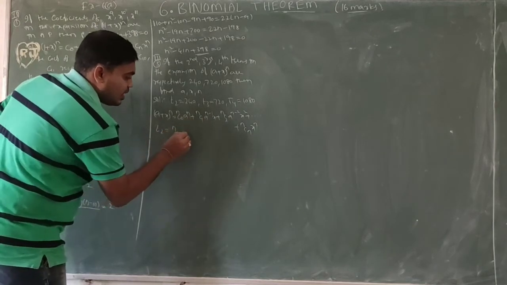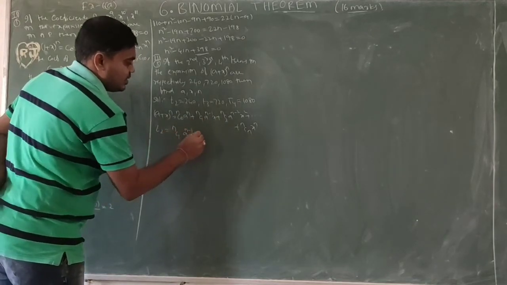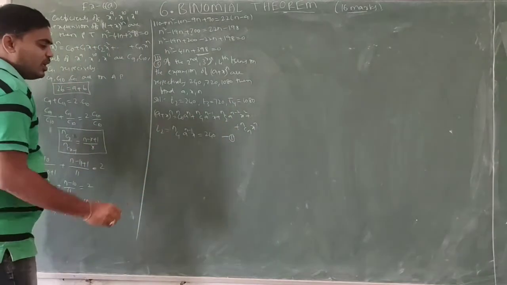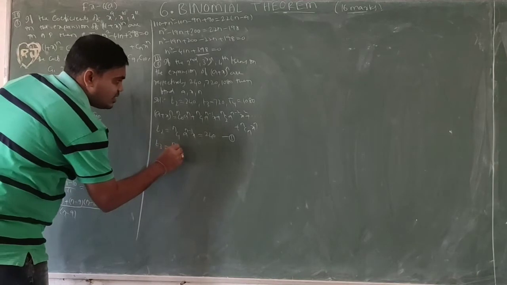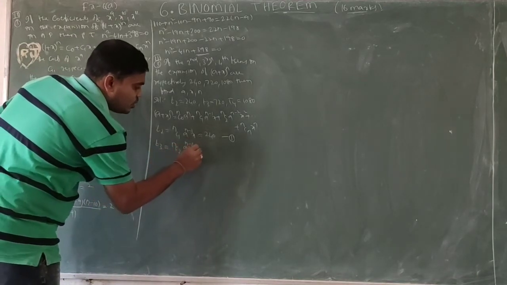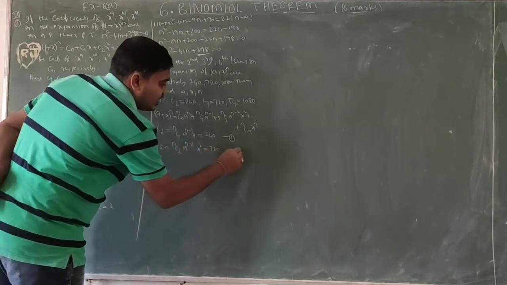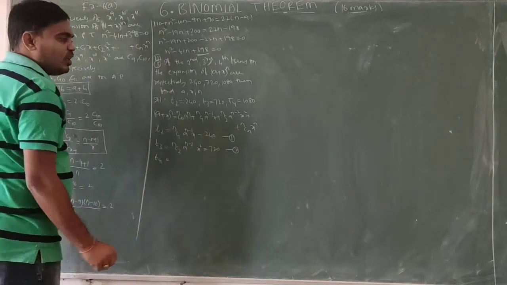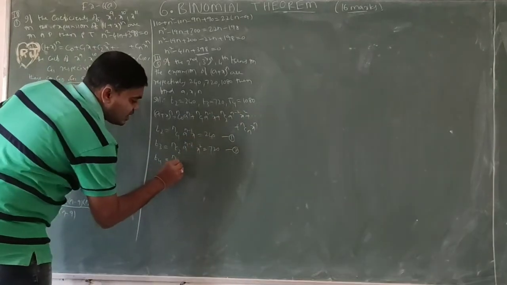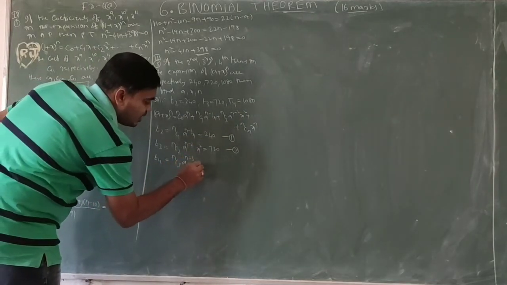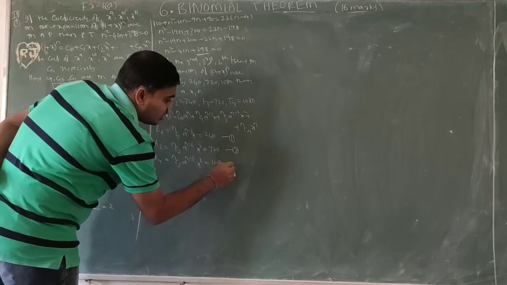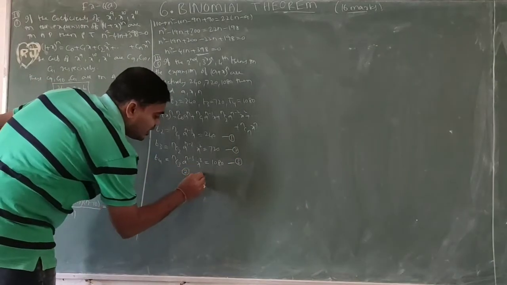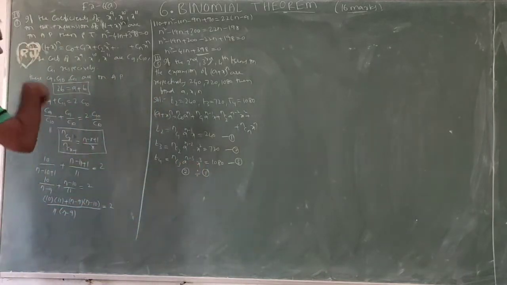So T2 equals NC1 a power n minus 1 x, which is equal to 240. Equation number 1. T3 is NC2 a power n minus 2 into x square, equal to 720. Equation 2. T4, second, third, fourth, so T4 is actually the next term, NC3 a power n minus 3 x cube, equal to 1080. Equation number 3.